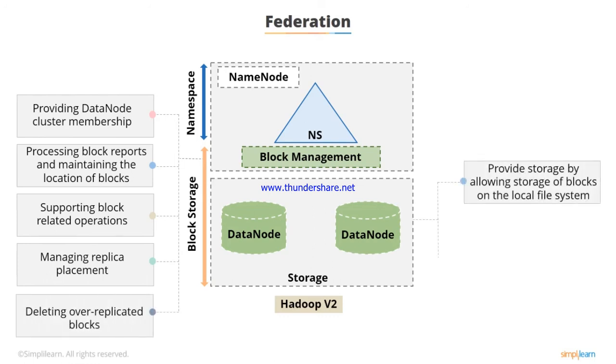The data nodes provide storage by allowing storage of blocks on the local file system. It also handles the read and write permissions. As mentioned before, in Hadoop version 1, the HDFS architecture allowed only a single namespace for a cluster. This was managed by a single name node as illustrated by the image on the screen.